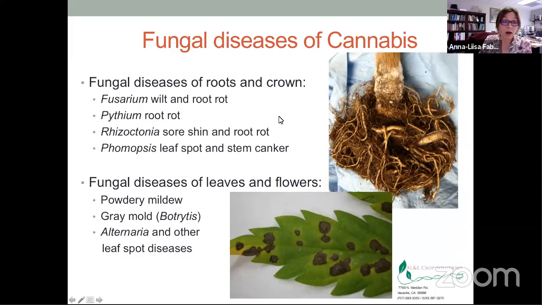There are other disease-causing agents of fungal diseases bothering cannabis, such as Pythium, which is quite common, especially in hydroponic systems. Rhizoctonia we found, Phomopsis. These are agents that cause cankers and diseases of roots and crown. And then you may be very familiar with the diseases of leaves and flowers. Here is Alternaria. We have botrytis, a gray mold, and Alternaria is a quite common leaf spot disease of cannabis.